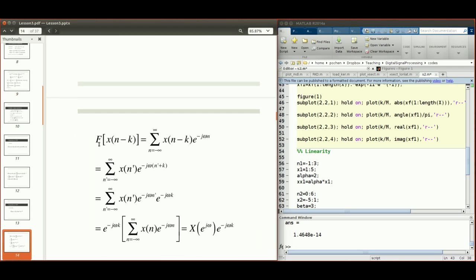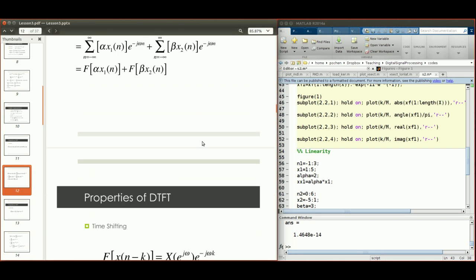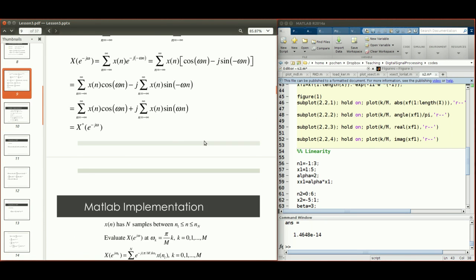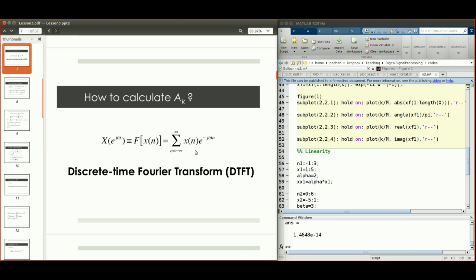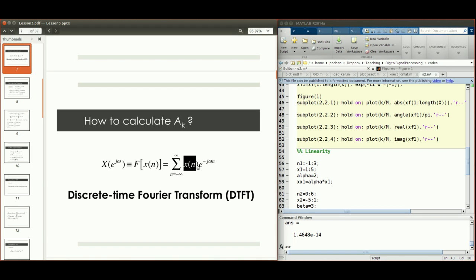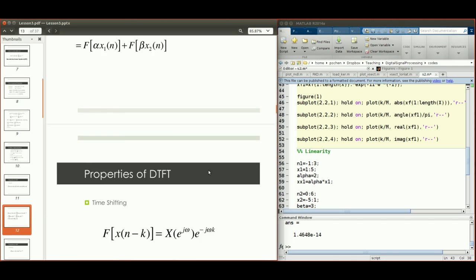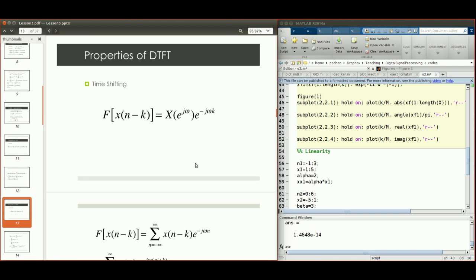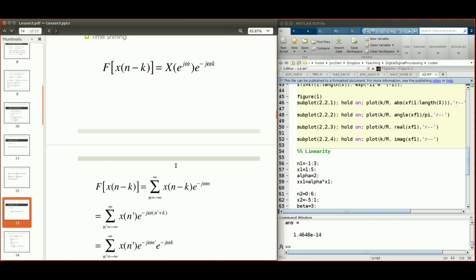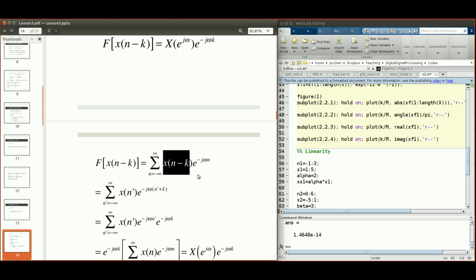So the Fourier transform of a shifted signal, right? So all we have to do is to, again, by using the definition of the Fourier transform, right here. That's the definition of the Fourier transform. So what we have to do is to replace xn with xn subtract k here. Replace xn with xn subtract k, right?